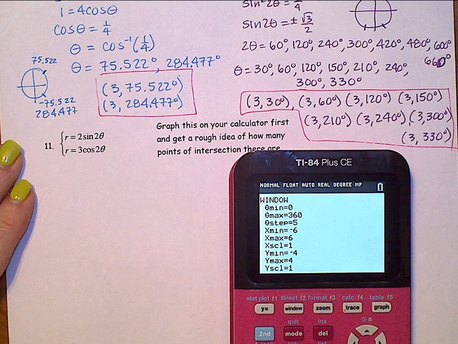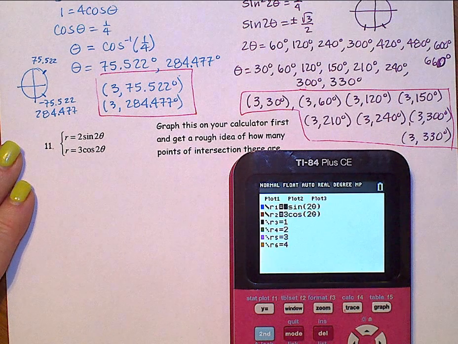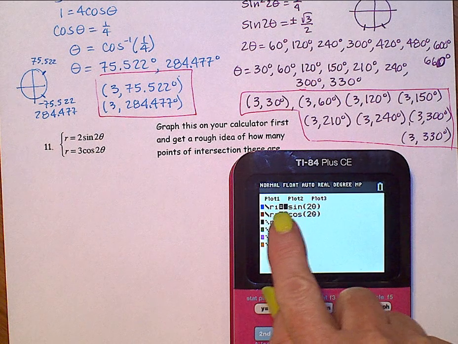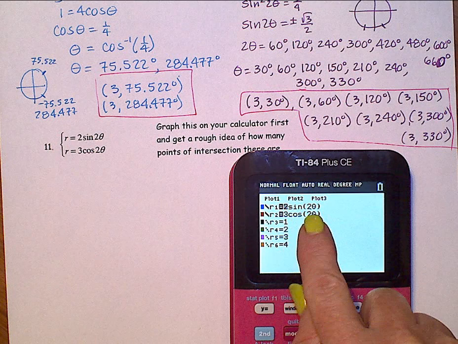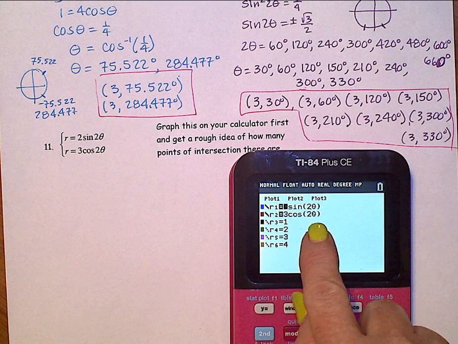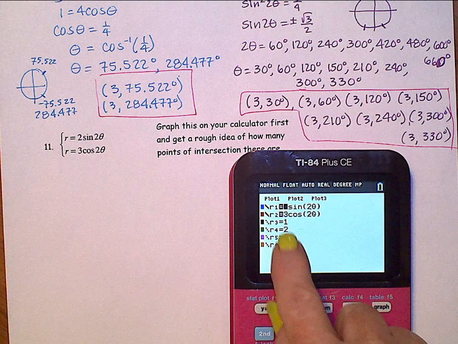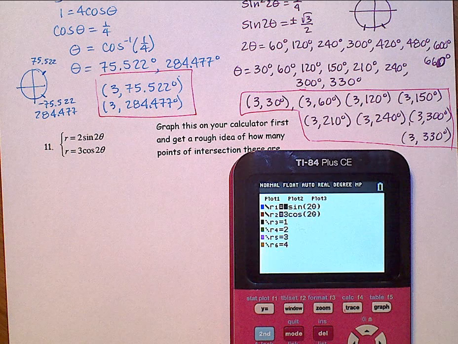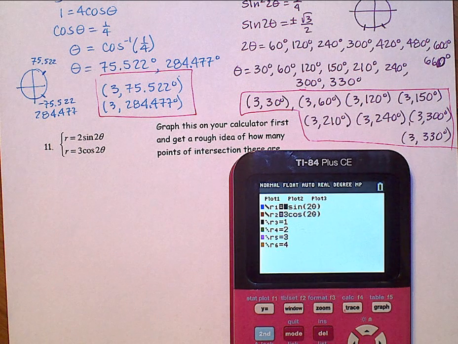Then let's go to Y equals. And I've put one equation in here, R equals 2 sine 2 theta. And the other one is 3 cosine 2 theta. I have these concentric circles in here, but I have them turned off. Usually I only use those concentric circles when I'm going to be transferring onto graph paper.